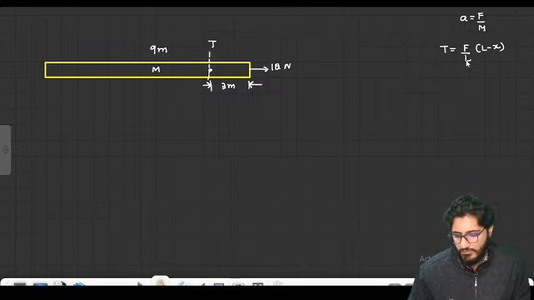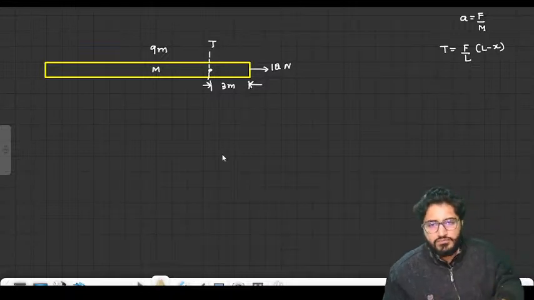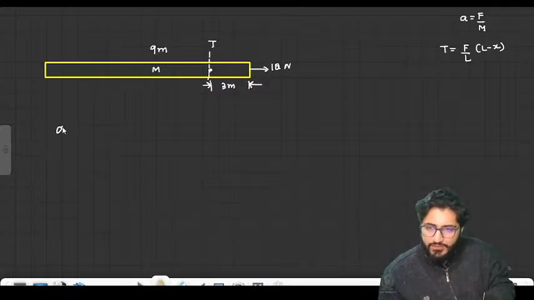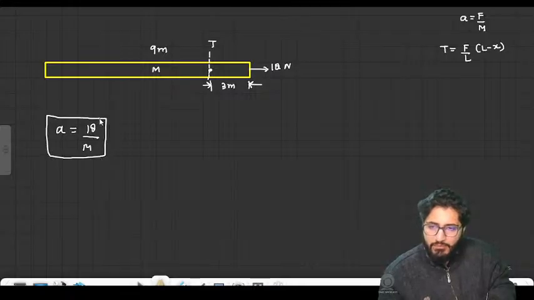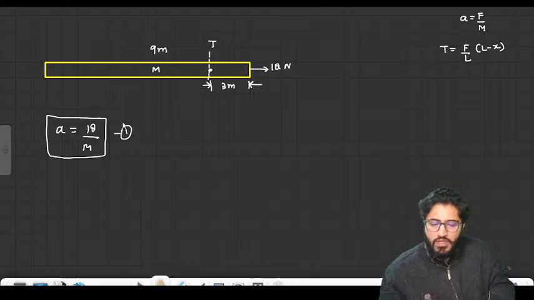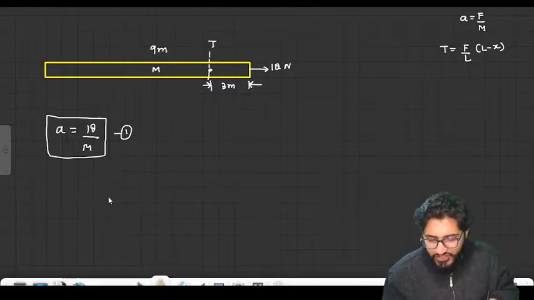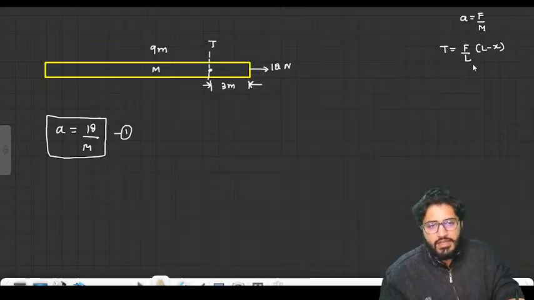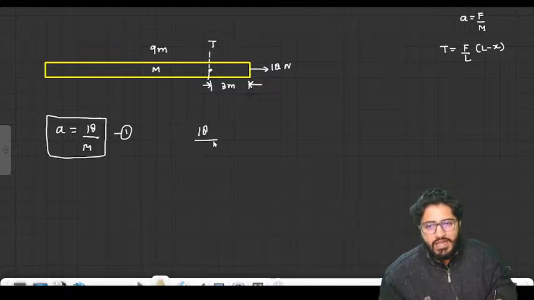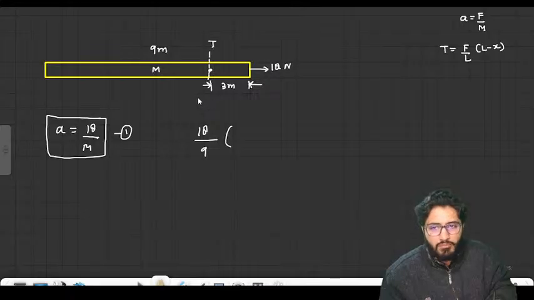Okay, look now. First of all, what is acceleration? F is 18, mass is m, so my acceleration came out to be 18 by m. What will be my tension? It is F by L times (L minus X). F is 18, L is 9, and L minus X is 9 minus 3, that means 6.